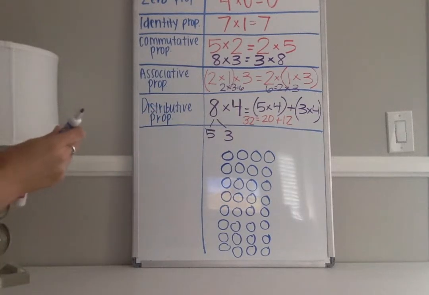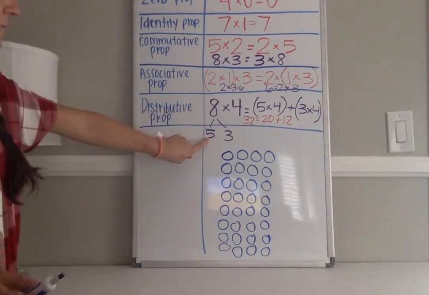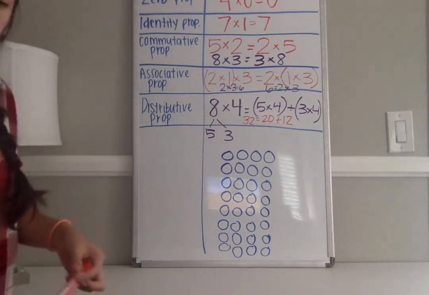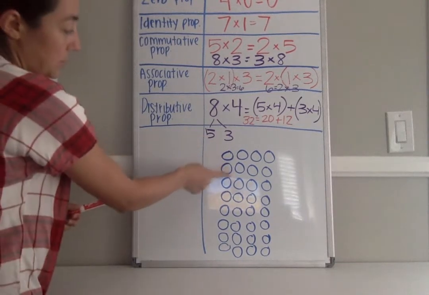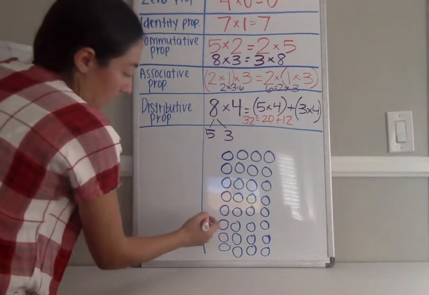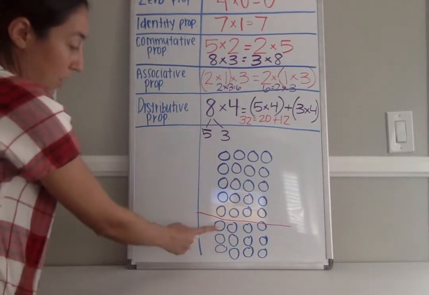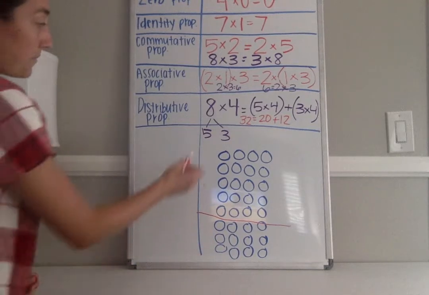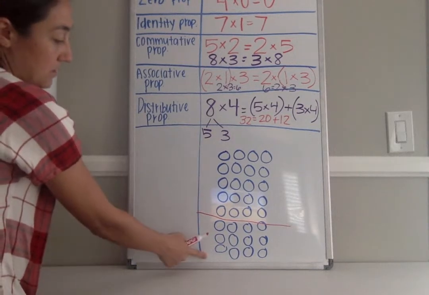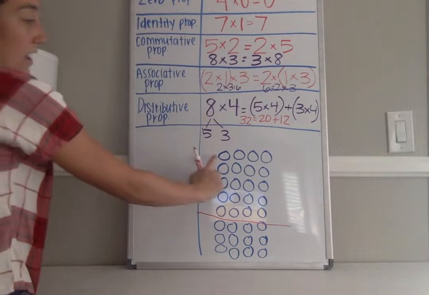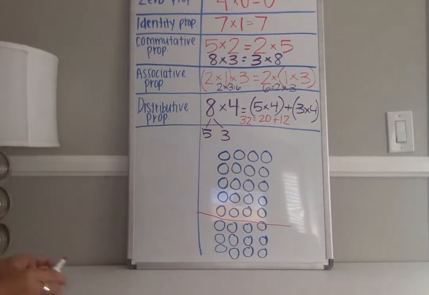I could now break the 8 apart into 5 and 3. So what I would do is I would go 1, 2, 3, 4, 5, and then I'm going to draw a line. And then you're left with 1, 2, 3 at the bottom. So again, 5 plus 3 equals the original 8, and my 4 stayed the same going all the way across. So that's just another way to represent the distributive property.